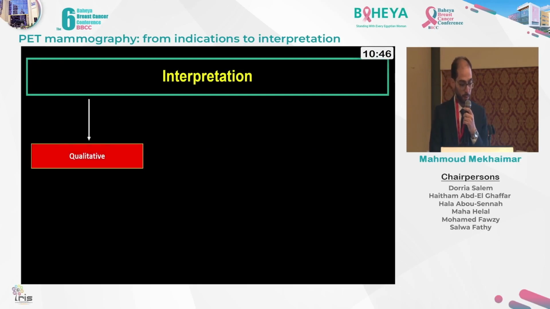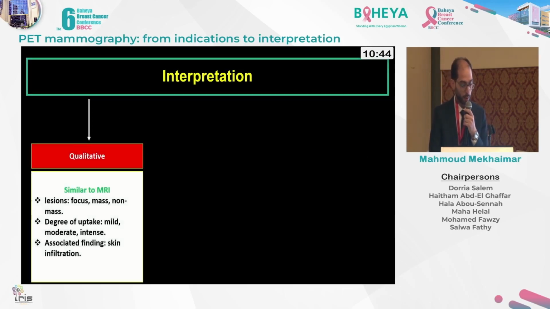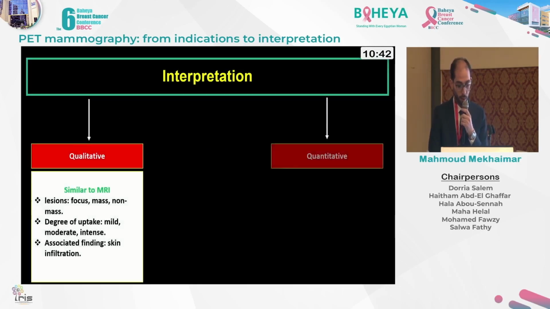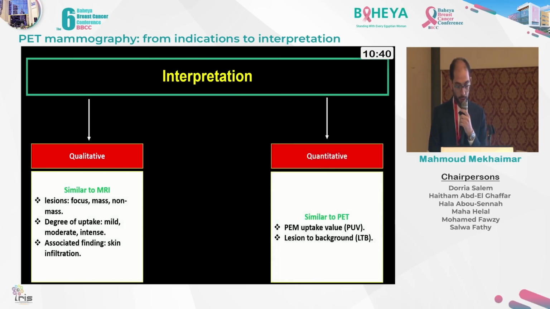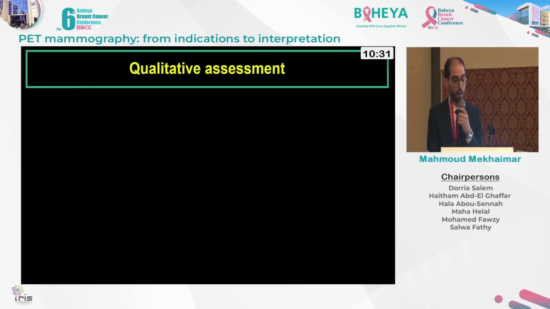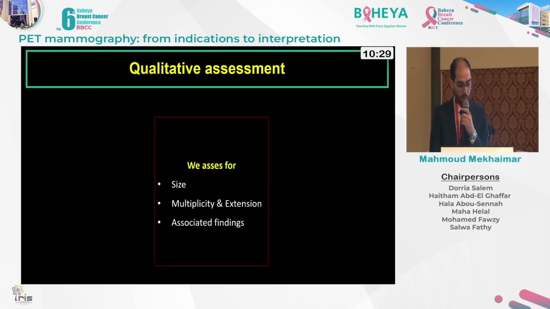Interpretation of PEM includes a qualitative approach similar to MRI and another quantitative approach similar to PET. In PEM, we calculate the PEM uptake value, PUV, and the lesion to background ratio, LBR. In qualitative assessment, we assess the size, multiplicity, and extension, and the associated findings.